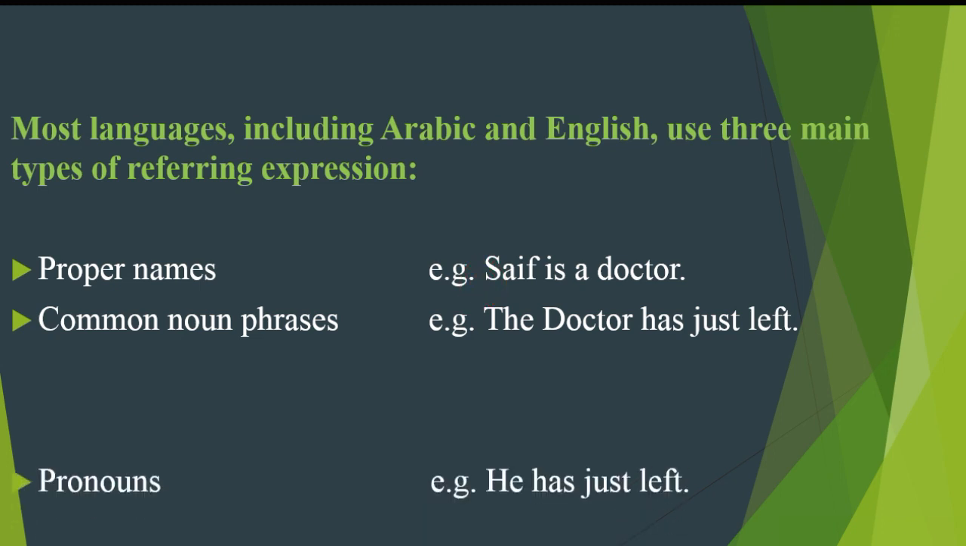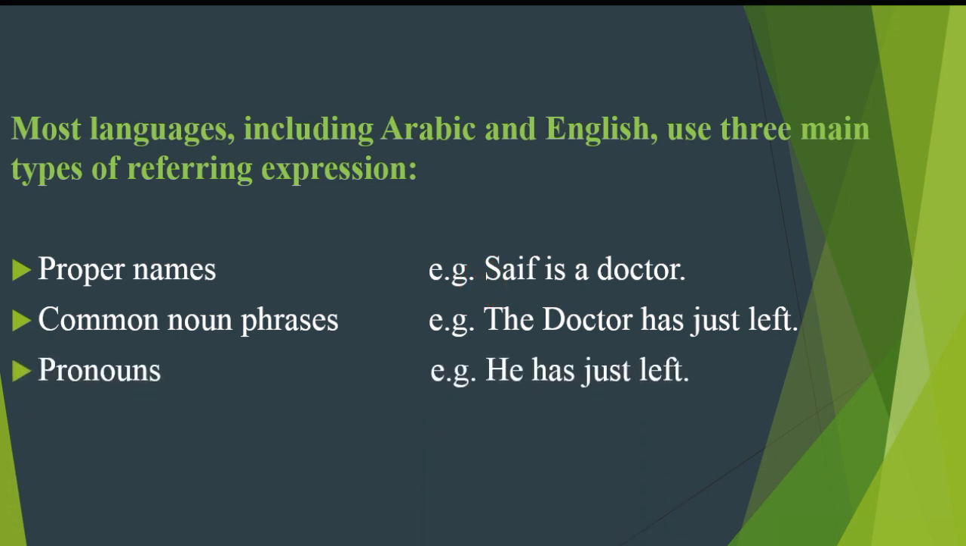The third one is the pronouns. He has just left. He is a pronoun that points to a person. That means a pronoun is a reference. So when I have proper names, noun phrases, and pronouns, all of them are references. So I name reference: proper names, common noun phrases, pronouns. When I see them, I see this is a reference.